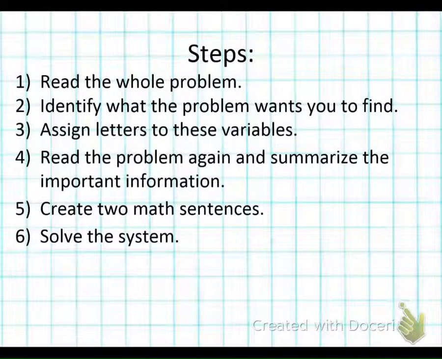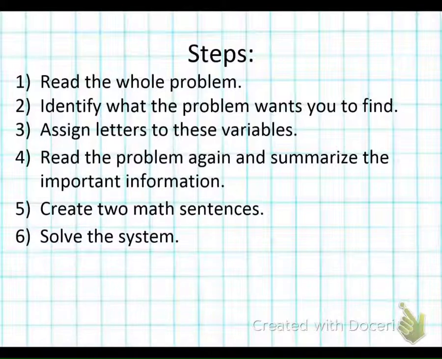The first thing we're going to do for these problems is read the whole word problem and kind of get a visual picture in your head of what's going on in the situation. Then you want to identify what the problem wants you to find. Okay, for these, there should be two things because our systems have two variables, right? So there should be two different things that you're looking for.